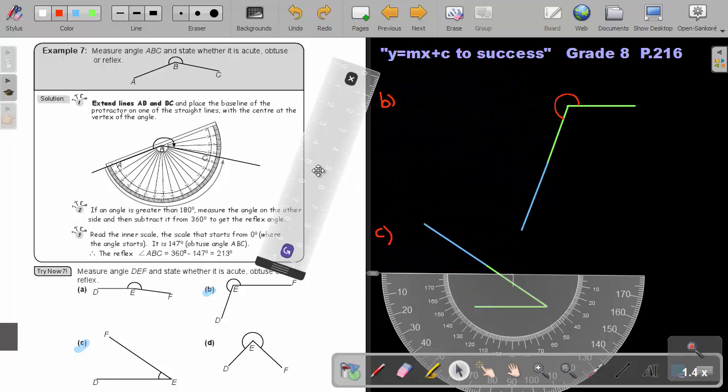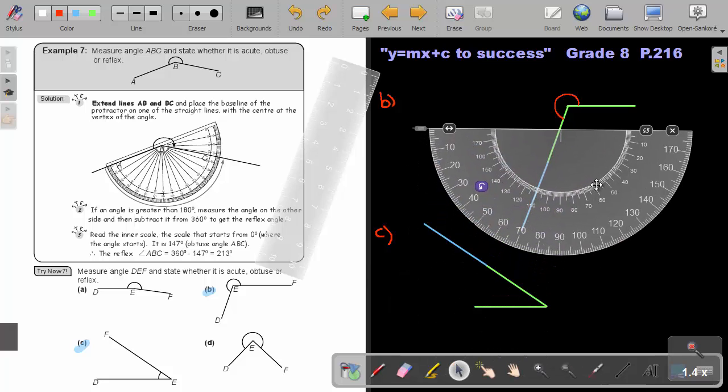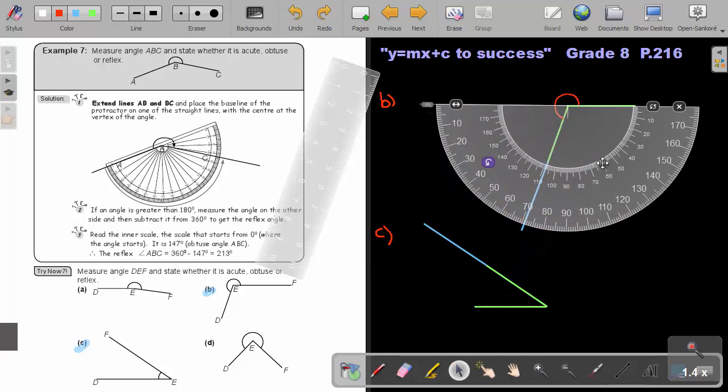So let's just put the ruler there. Let's just go back to the protractor. Okay, and now if I'm looking at this one, look at the scale. Because I'm measuring this angle, you must look at the scale that starts there with 0. And this will be the inside scale. Can you see there? That one starts with 180. So I must read down from this inside scale.